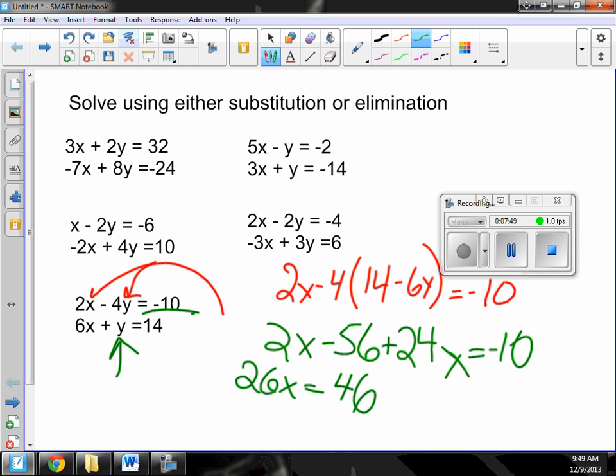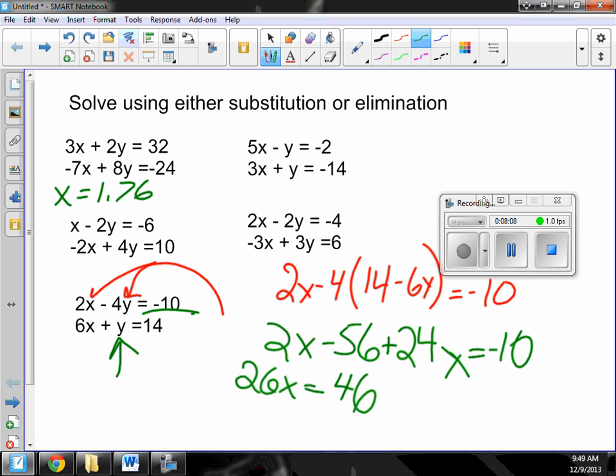46. So this is going to be a decimal. What is 46 over 26? 1.76. I'm good. So x equals 1.76.